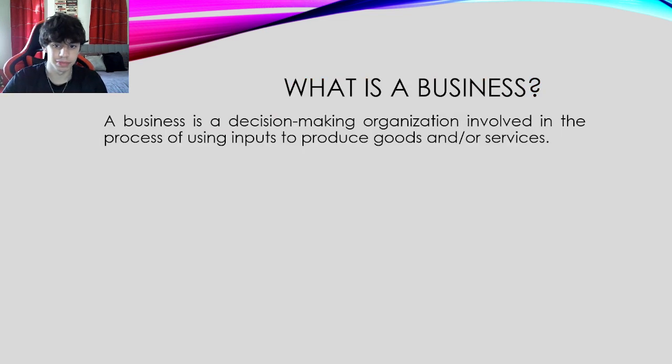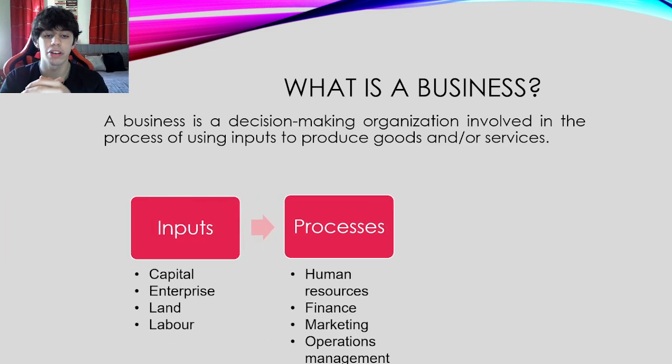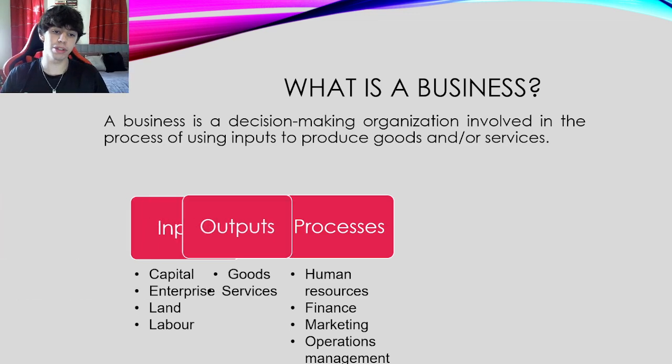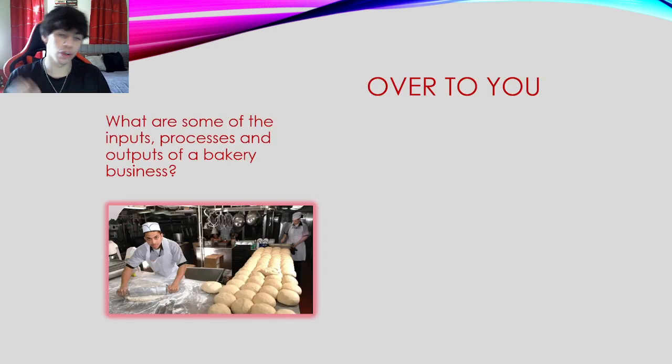Okay, so business. A business is a decision-making organization involved in the process of using inputs and outputs to produce goods and or services. The inputs are stuff such as capital, enterprise, land and labor. The processes are human resources, financing, marketing, and operations management. And the outputs are goods and services. So over to you now.